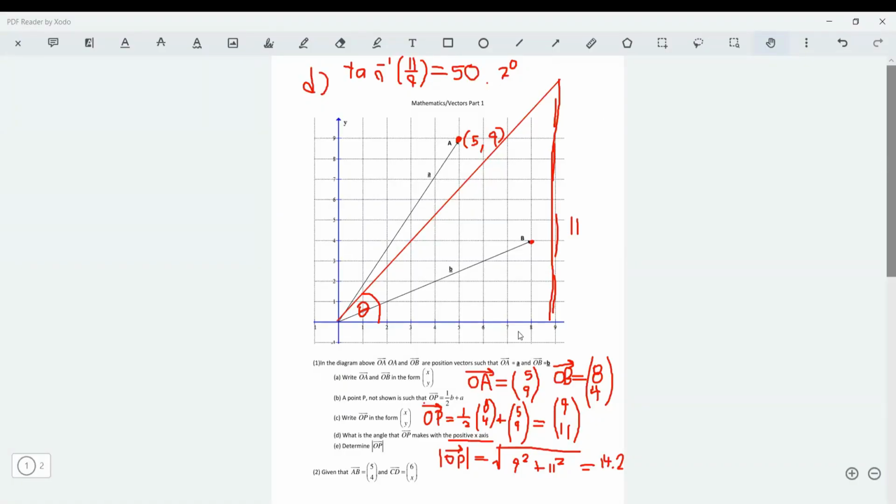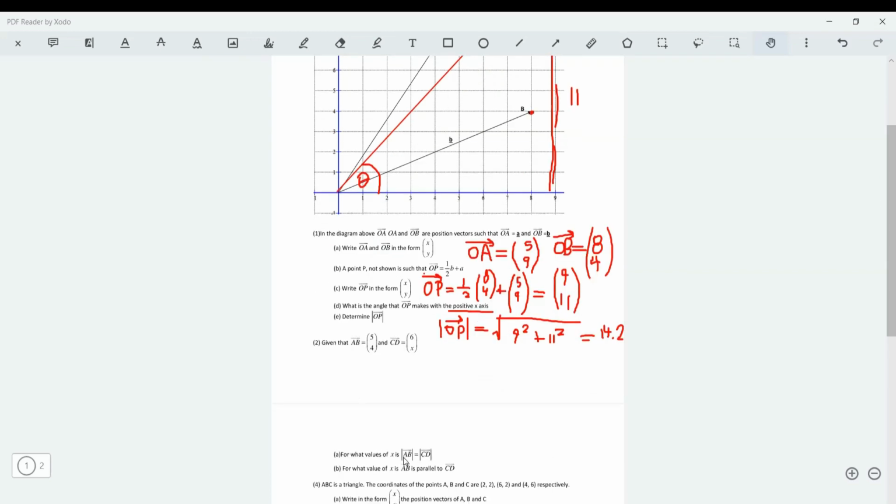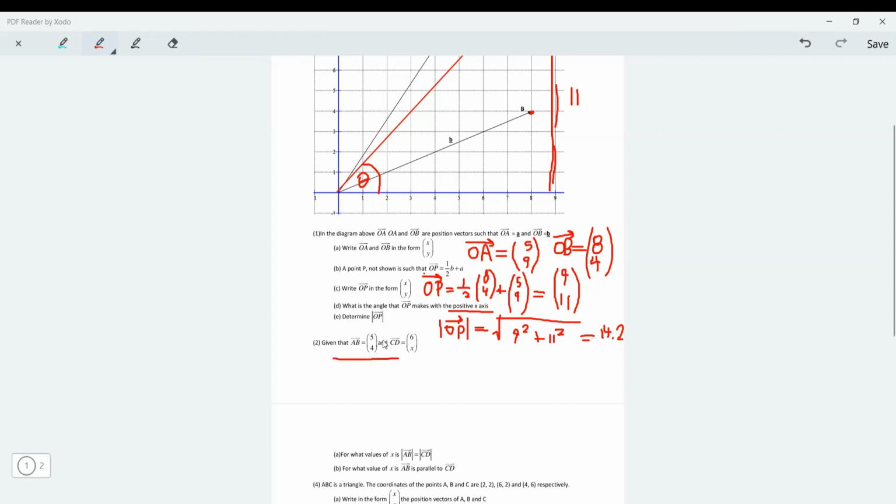Now here, what they say is, given that vector AB is (5, 4) and vector CD is (6, x), what is the value of x such that the magnitude of AB is equal to the magnitude of CD? If the magnitudes are equal, then what we do know is that the magnitude of AB, the square root of 5 squared plus 4 squared, must be equal to the square root of 6 squared plus x squared. That's the only way their magnitudes are going to be equal.